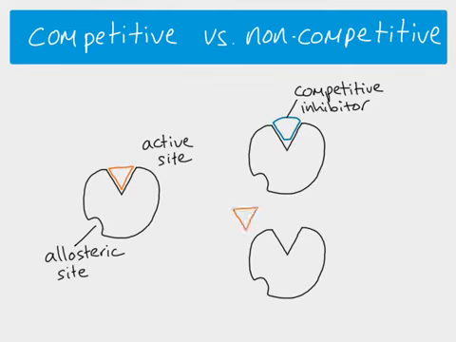A non-competitive inhibitor, however, binds to the allosteric site. Now, normally we would expect the substrate to be able to go into the active site and bind. However, when a non-competitive inhibitor is bound to the allosteric site, it causes a change in the shape of the active site, so it just distorts the protein molecule slightly. The active site changes shape, and when that happens, the substrate is not able to bind.